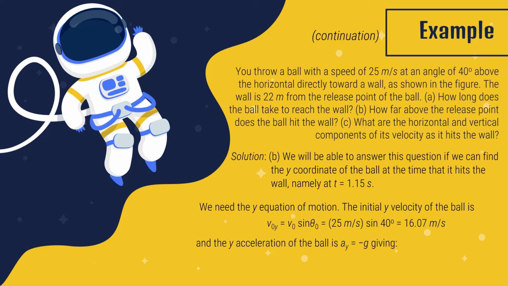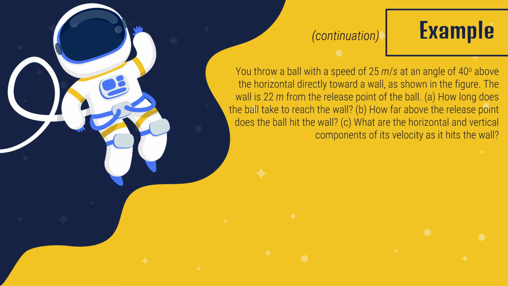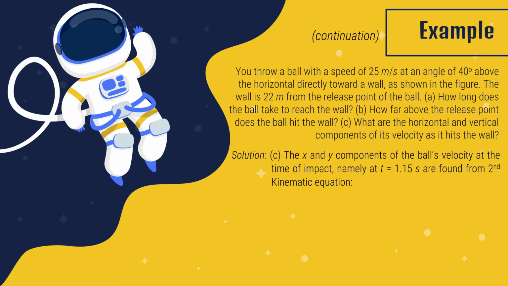g, giving us y, which is equal to initial velocity in y times t plus 1 half a sub y t squared, which is now equal to 16 and 700 meter per second times t minus 1 half gt squared. For problem C, the x and y components of the ball's velocity at the time of impact, namely at t equal to 1 and 1500 second, are found from the second kinematic equation, which is a is equal to v minus v sub 0 over t.